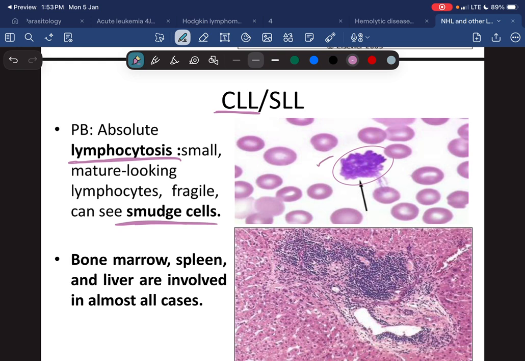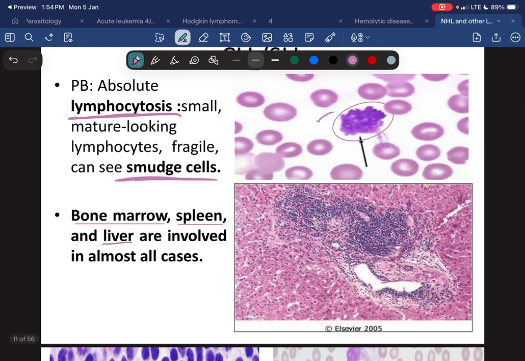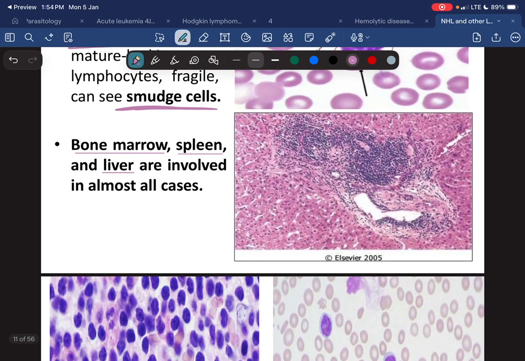Almost always in all the cases of CLL, we have involvement of the bone marrow, spleen, and liver. This is a section from the liver. These lymphocytes are abnormal lymphocytes, okay, involved by CLL. Bone marrow here also shows infiltration by the lymphocytes, and peripheral blood shows lymphocytosis.